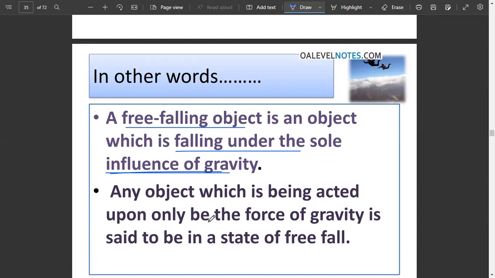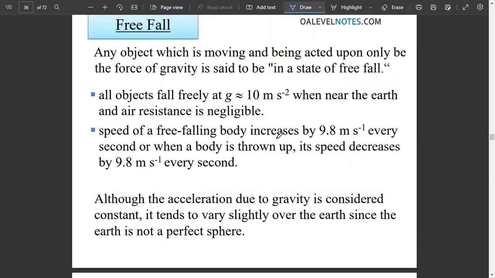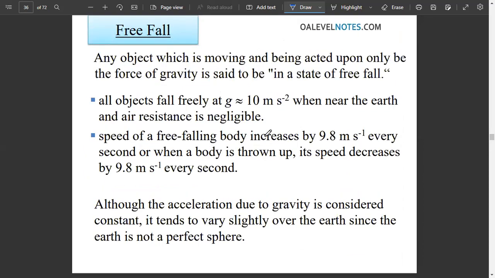Any object which is being acted upon only by the force of gravity is said to be in a state of free fall. Any object which is moving and being acted upon by only the force of gravity is said to be in free fall. All objects fall freely at 10 meter per second squared. Near the Earth, air resistance is negligible. Right now, we're not talking about air resistance. The speed of a free falling body increases by 9.81 meter per second.